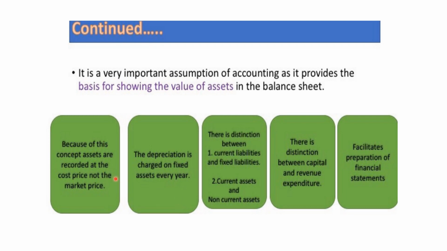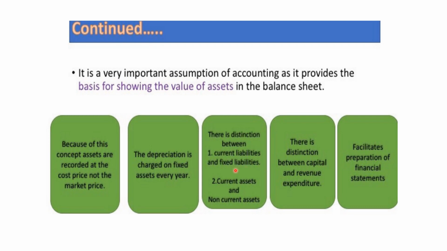And now we know every machinery is subject to depreciation, and depreciation is always charged on the cost price only. So depreciation is charged on the fixed assets only, because current assets cannot be charged with depreciation. Only fixed assets are charged with depreciation.